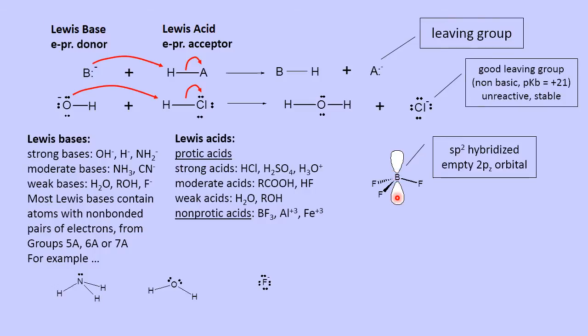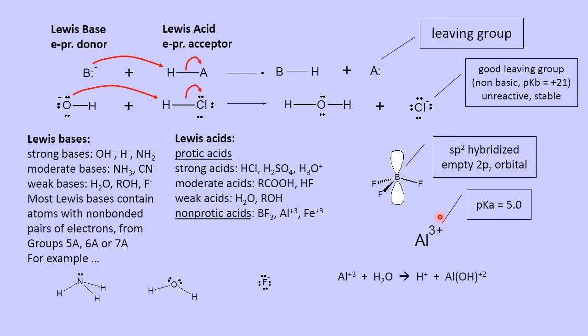It would be very happy to accept the pair of electrons to form a fourth bond and use the empty orbital to do so. What about, say, aluminum plus 3 ion? Well, if aluminum is missing 3 electrons, it has room for some electrons in it. In fact, its pKa is 5.0. That's pretty much almost as acidic as acetic acid.